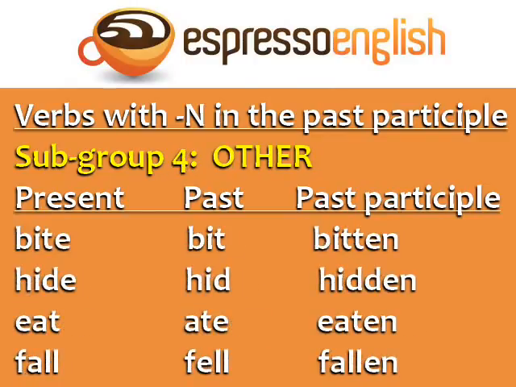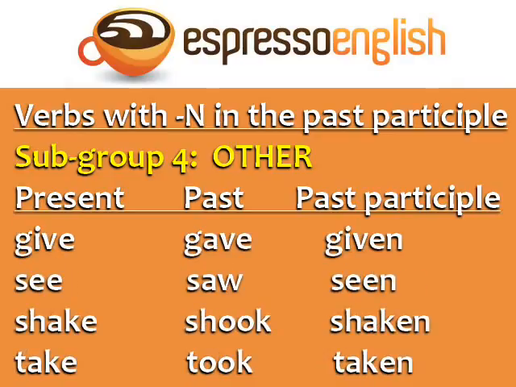Finally, we have subgroup 4, other. These verbs have N in the past participle, but don't appear to follow any other pattern. Bite, bit, bitten. Hide, hid, hidden. Eat, ate, eaten. Fall, fell, fallen. Give, gave, given. See, saw, seen. Shake, shook, shaken. Take, took, taken.